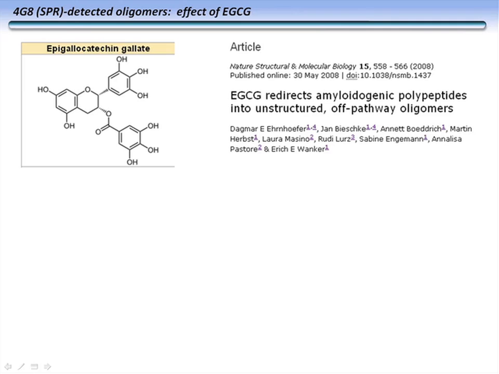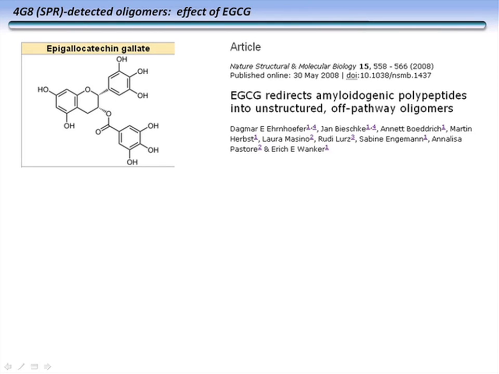And as a proof of principle for that, we used epigallocatechin gallate, which is a compound previously found to shift the aggregation pathway and to impair the formation of toxic oligomers. So we tested this compound in our assay.